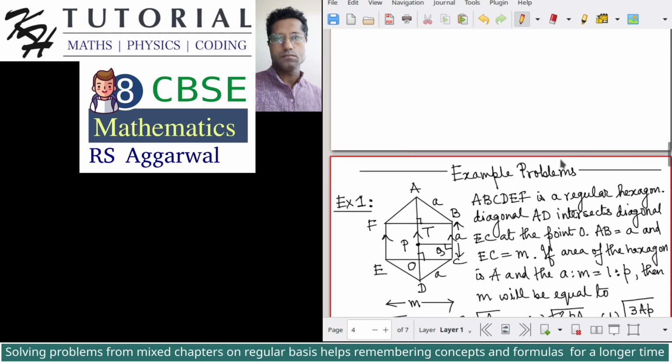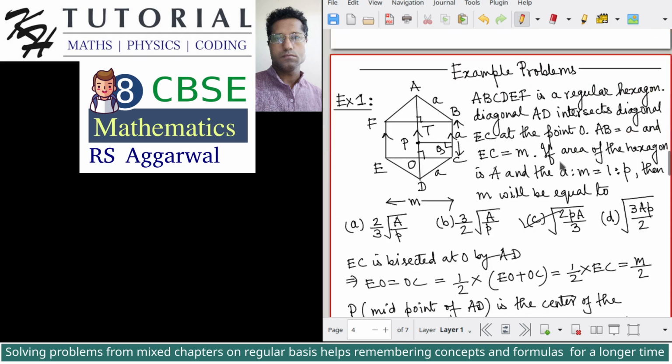So this problem was based on applying the formula of the area of a regular polygon based on the side length, the length of the perpendicular from the center of the polygon to one side, and of course the number of sides.